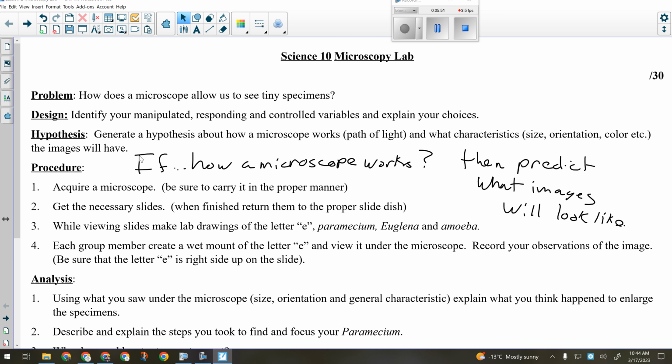That doesn't have to be terribly complex. I mean, the whole purpose of a microscope is to make things look bigger. That can be part of the then part. Hopefully your microscope makes everything look bigger, but it might also do a couple of other things to the images that you see, and those would be important to predict as well. Or if you don't predict them, mention them in the conclusion after they happen.